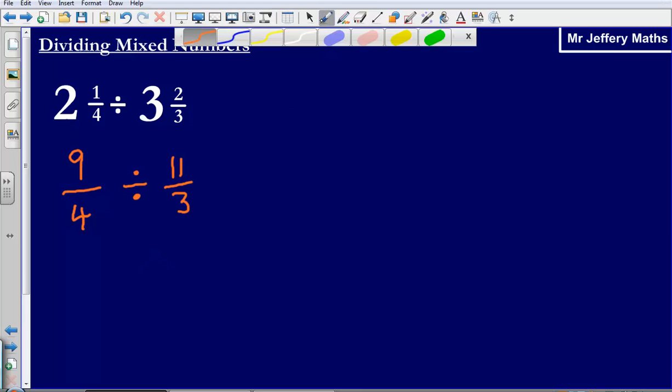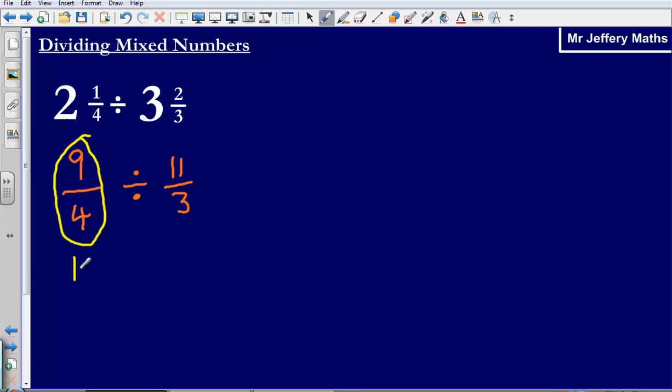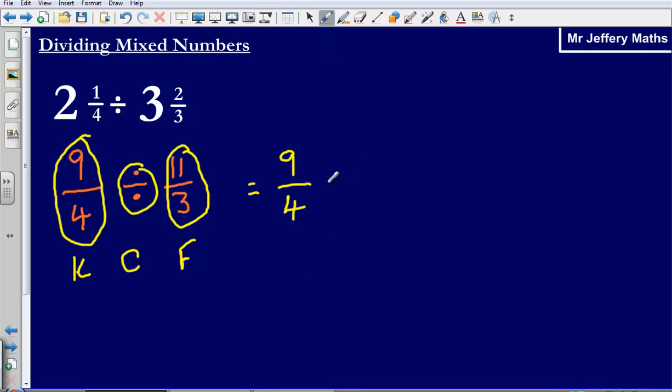Now with dividing, I just need to remember that I keep the first one. So I keep the first one, I change the sign, and I flip the last part. So it's KCF, a nice way to remember this is like a dyslexic KFC. So keep, change, flip. So that means that I'm left with 9/4, and then I'm changing the sign, so I'm multiplying, and then I'm flipping the last one, so multiplied by 3/11.